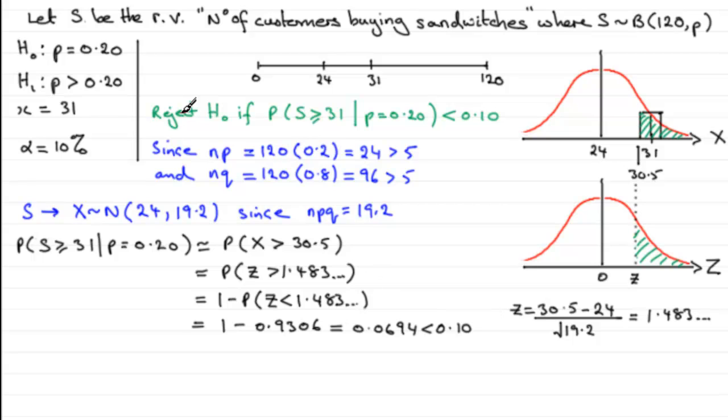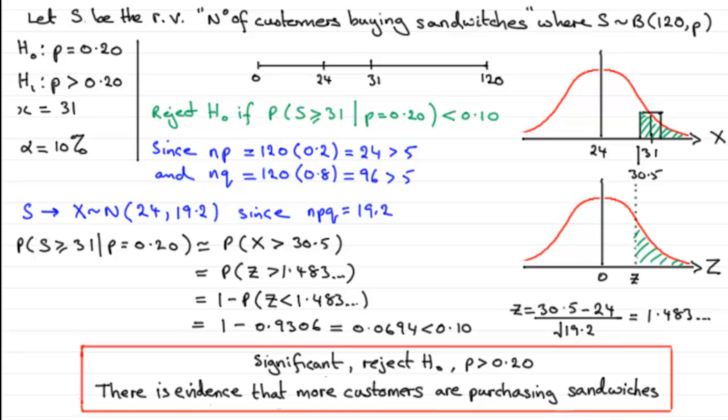So what this means is that we're going to reject H0. We're going to reject H0 in favour of the alternative hypothesis that P is greater than 20%. So in summary, what we've got here is that this is a significant result. We reject H0, P is greater than 0.20, 20%. And so there is evidence that more customers are purchasing sandwiches.